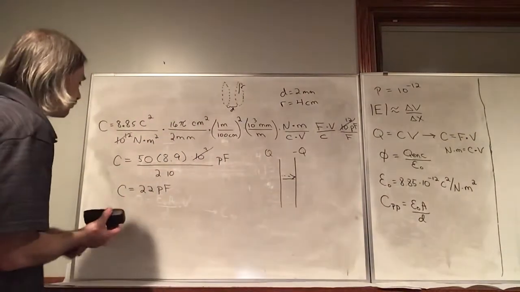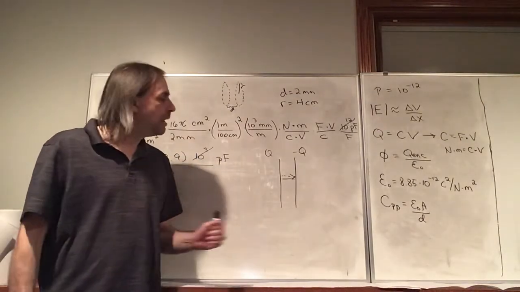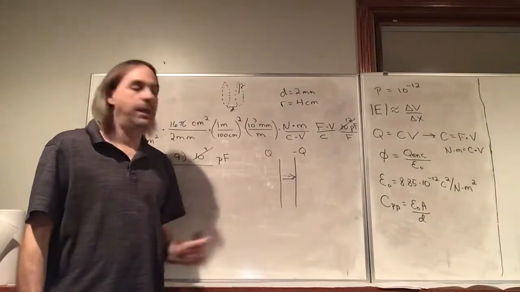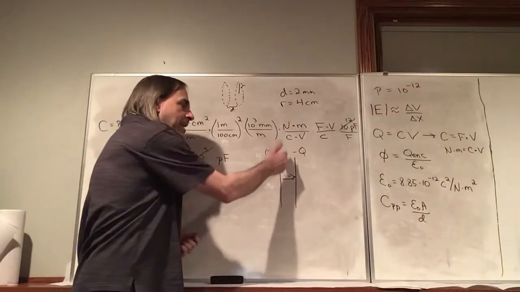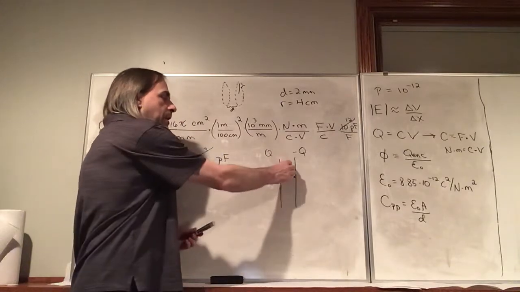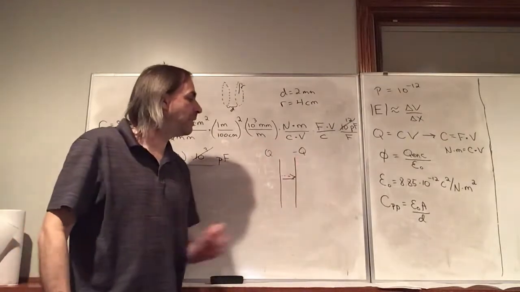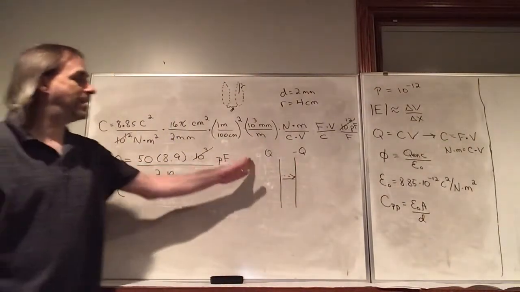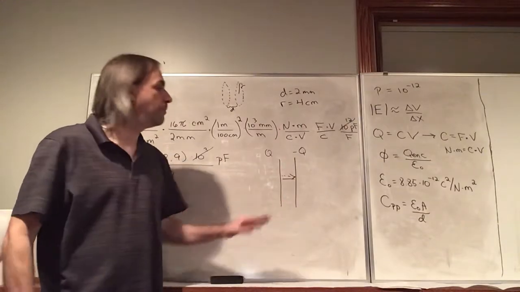But there's something else we can do to increase the capacitance, and that is put something in between the two plates, like an insulating material. You can't place a conductor between them. If you place a conductor, then the charge is just going to flow right through them. So in order to maintain the positive and the negative charge, we need an insulating material between them.